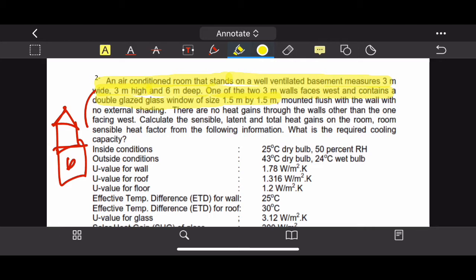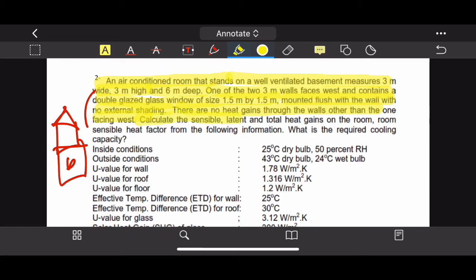It faces west and contains a double glazed glass window, mounted flush on the wall with no external shading. Okay, flush means you have a wall and the window is not protruding out, the window is flush into the wall. Flush, that means it goes inside. Okay, there is no heat gain through the walls other than the one facing west, because there's a glass and sun will come in close to night time, right, afternoon.